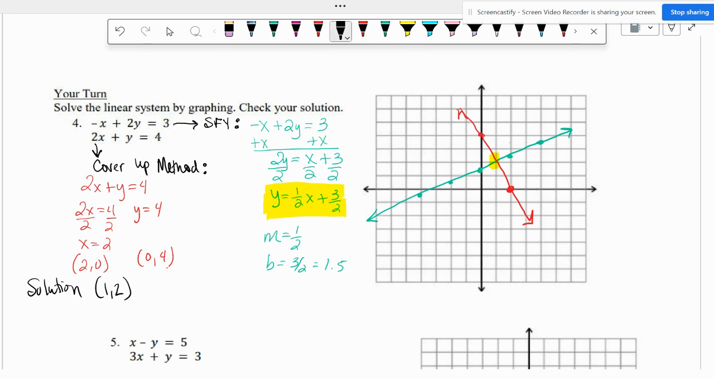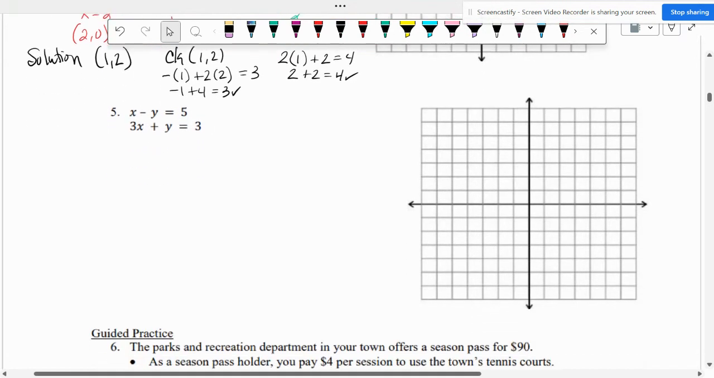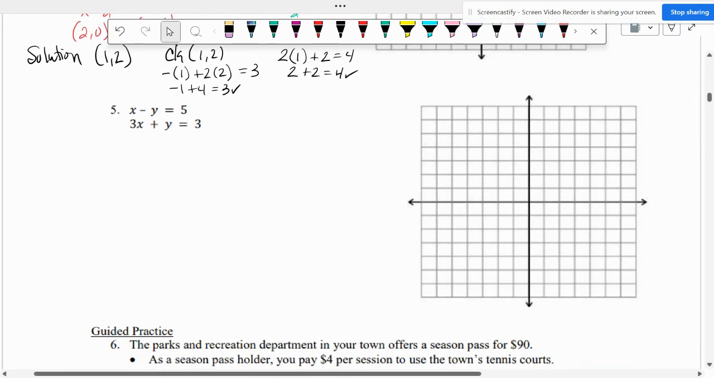Now I want to check this because I want to make sure that we've done it right. So I'm going to do the check. Checking 1, 2. So x is 1. So I have negative x, which is 1, plus 2 times 2. And that has to equal 3. Well, negative 1 plus 4 does in fact equal 3. And when I check it for the second equation, I have 2 times x, which is 1, plus y, which is 2, and that should equal 4. And 2 times 1 is 2, plus 2 more is in fact 4. So that checks good.